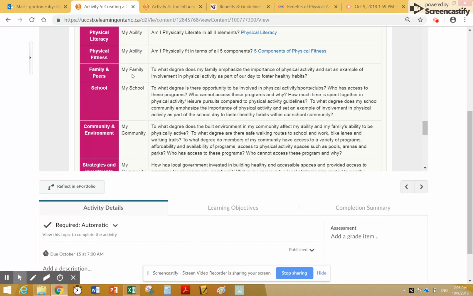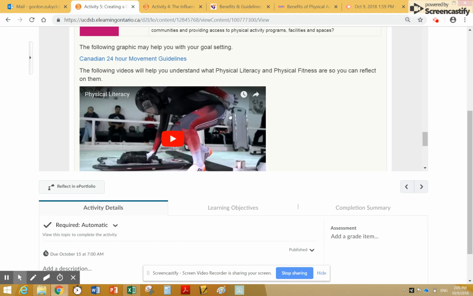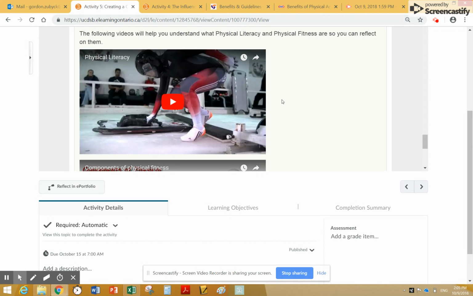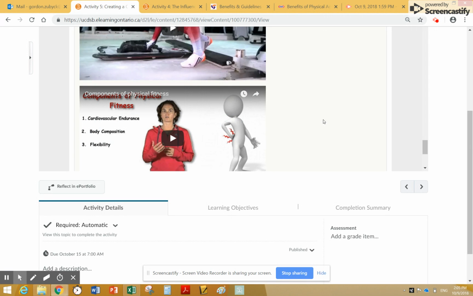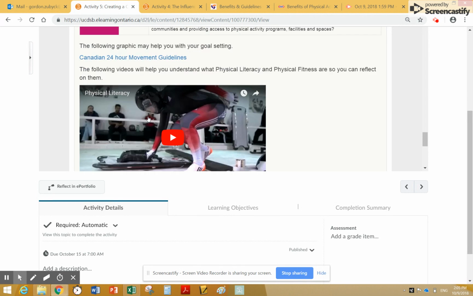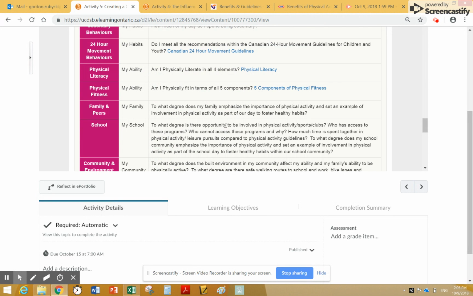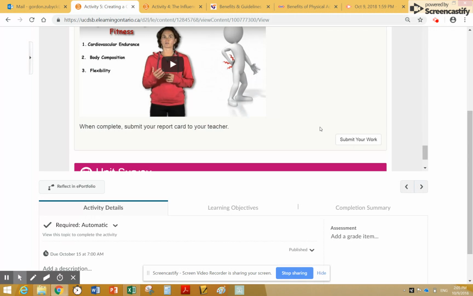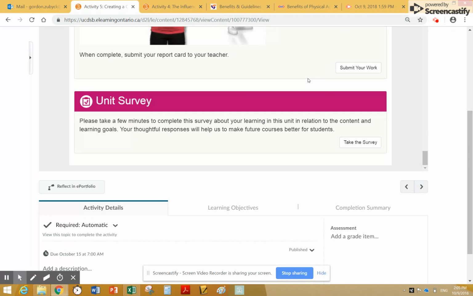This is what they're referring to, right here: physical literacy, your ability right here. That's what they're referring to when they talk about physical literacy. If you're not quite familiar with what those are, take a look, because there's a difference between physical fitness, which it's also asking you about right here, and physical literacy. So be sure to watch those 2 videos to get a good idea of what it is you need to do.